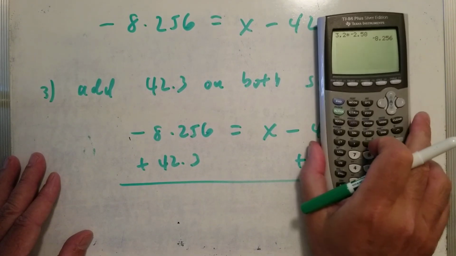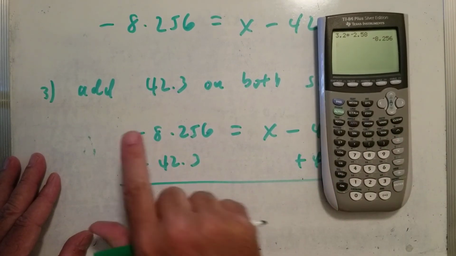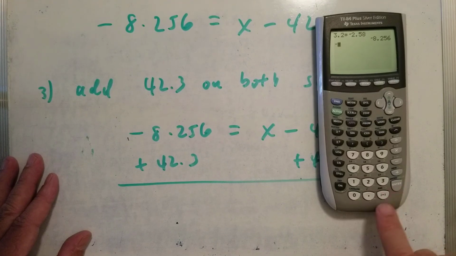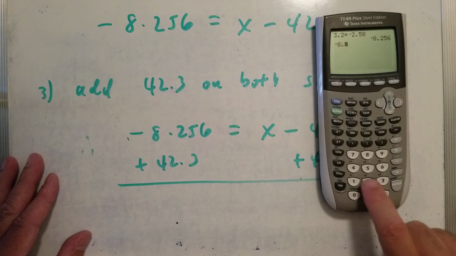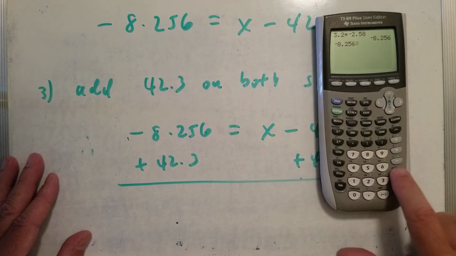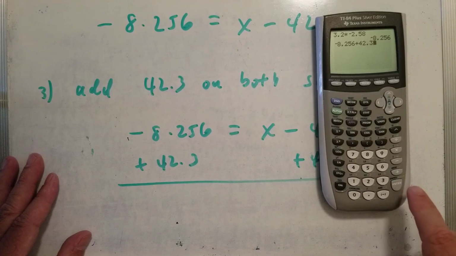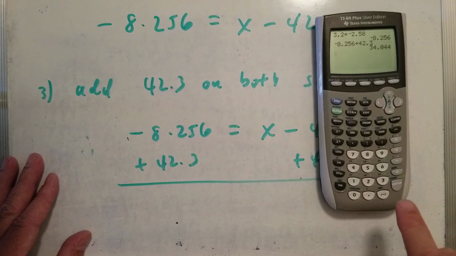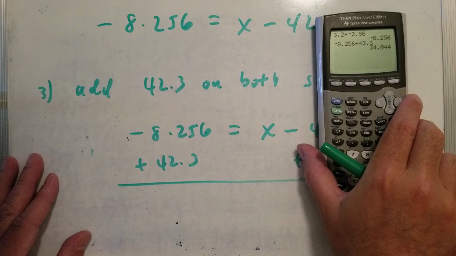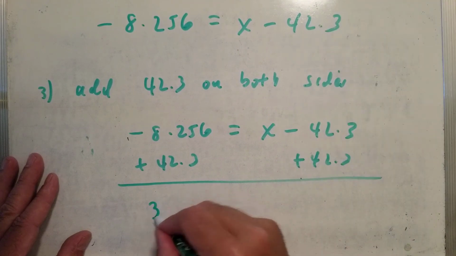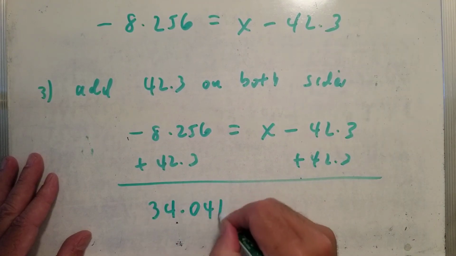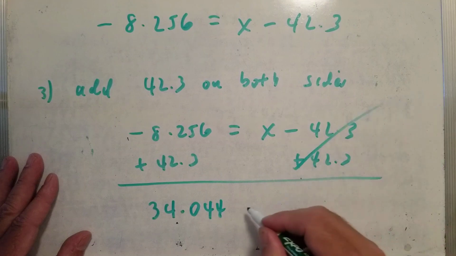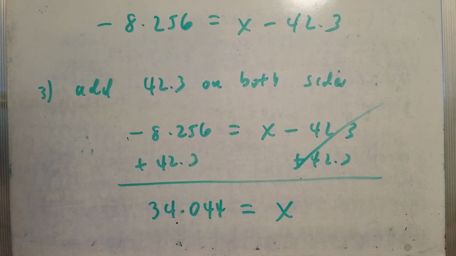That's for the calculator. Now careful, that's a negative number, so I'm going to start that with a negative down there. Negative 8.256 plus 42.3. That gives me 34.044. On this side, these cancel out, equals x, and now it's done.